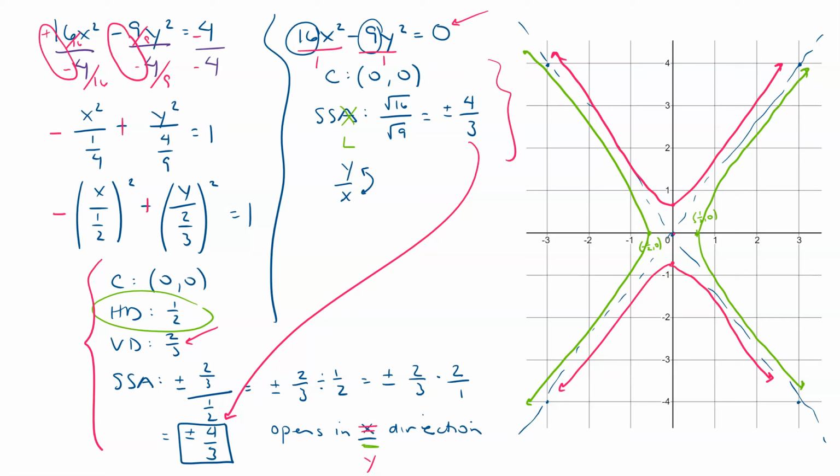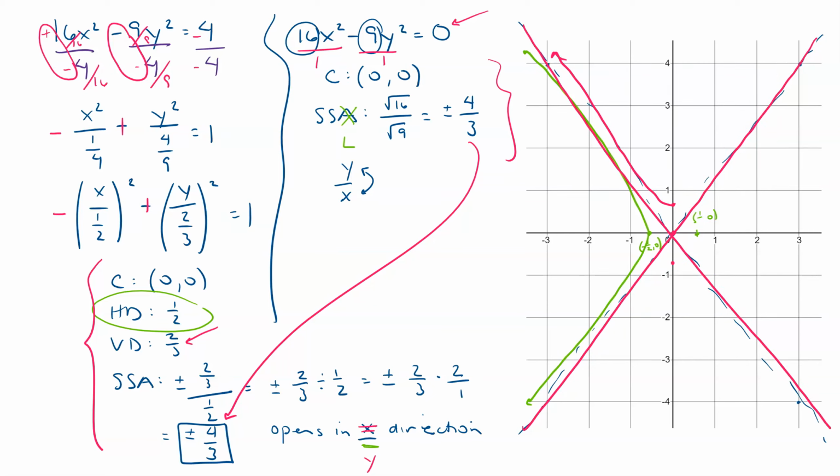The final sketch for this would be a center of 0, 0, and then solid lines instead of asymptotes. And of course, those hyperbola branches simply wouldn't be there.